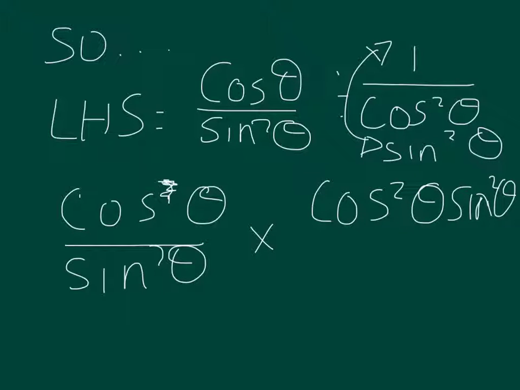The sine squared thetas cancel, so you get cos theta times cos squared theta, which is cos cubed theta, and that equals the right-hand side of the equation.